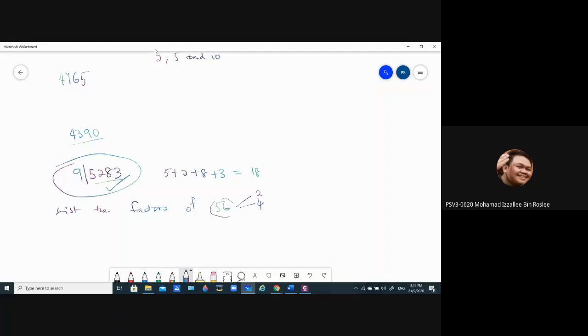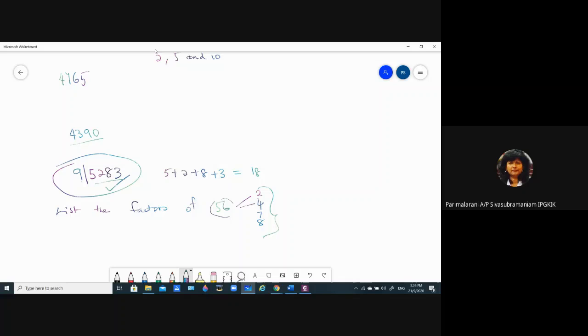7? Yes, because you already know that. 8? Yes. 9? No. 10? No. 11? No. 12? Cannot. 12 means can you divide by 3? No, so no already. 13? No. Okay, so these are the factors.